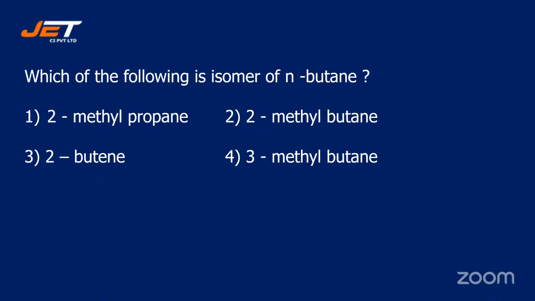Which of the following is an isomer of n-butane? Your options are option number 1, 2-methyl propane; option number 2, 2-methyl butane; option number 3, 2-butene; or option number 4, 3-methyl butane. Hurry up, children, think and then answer the question. These types of questions mostly come in the examinations.